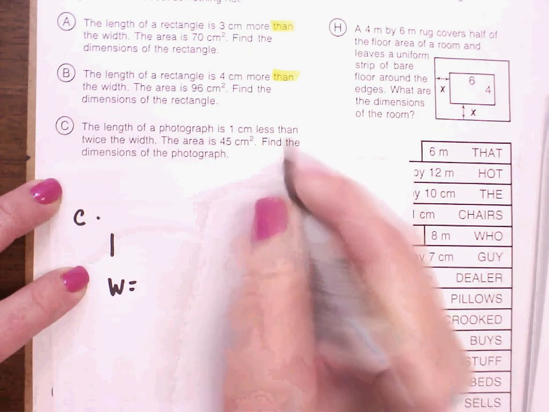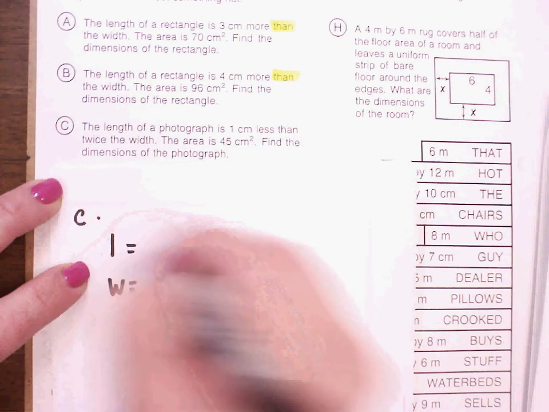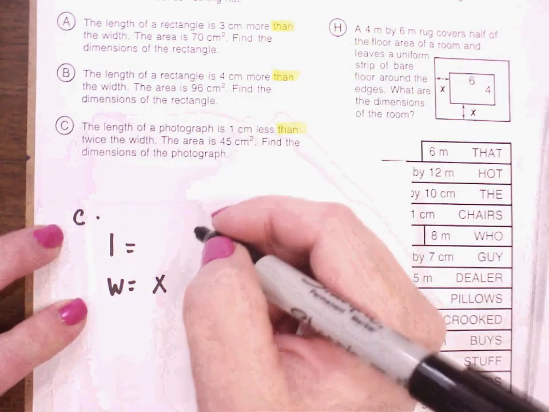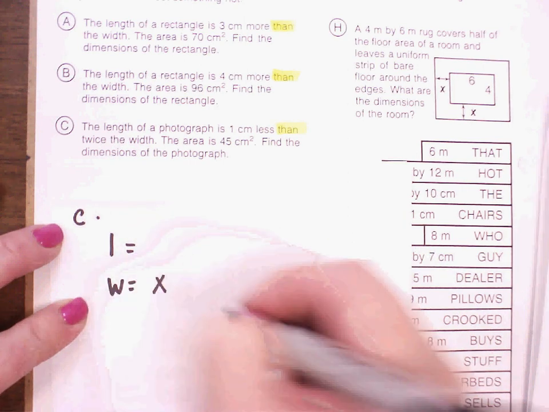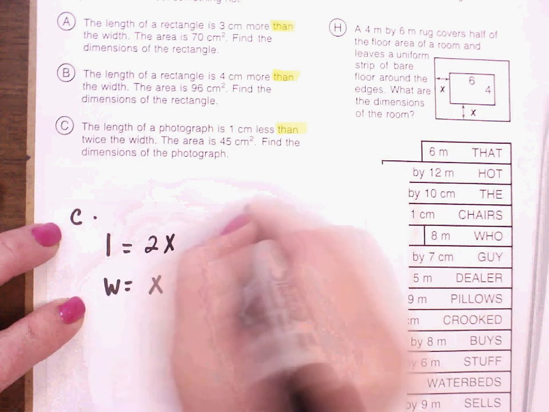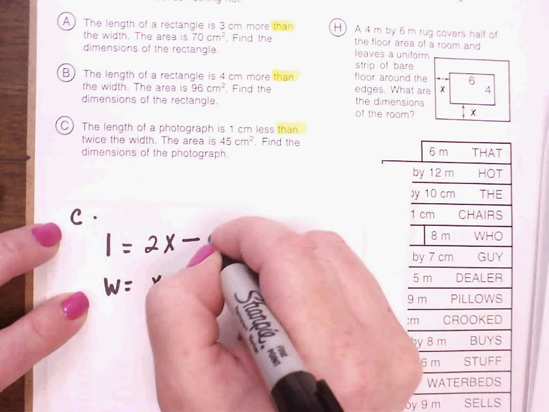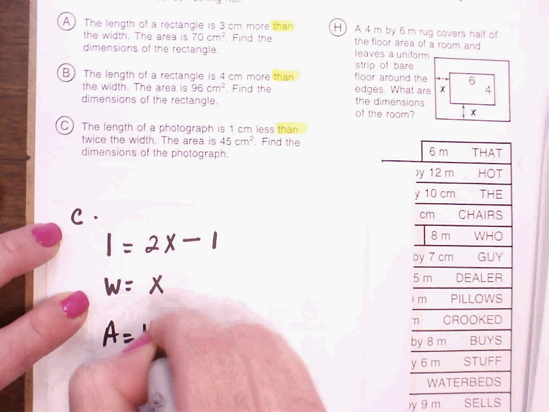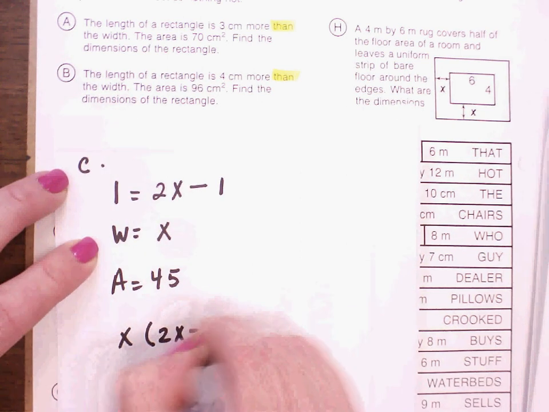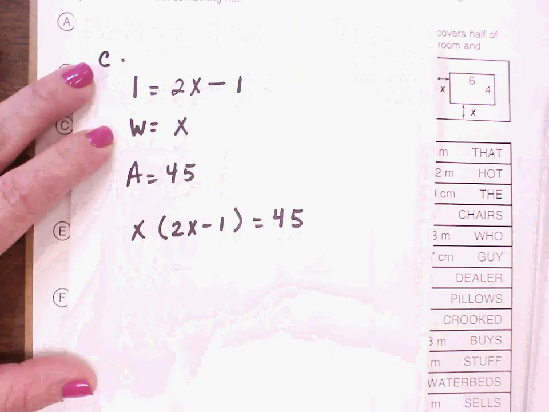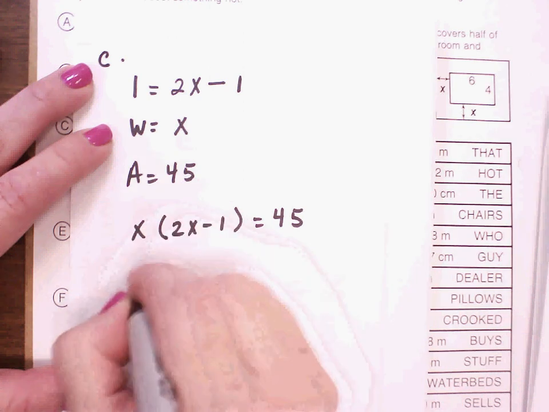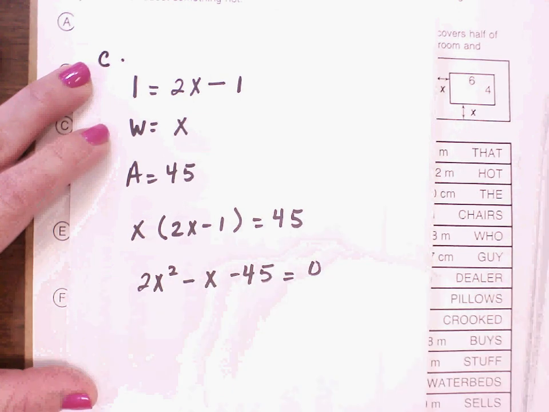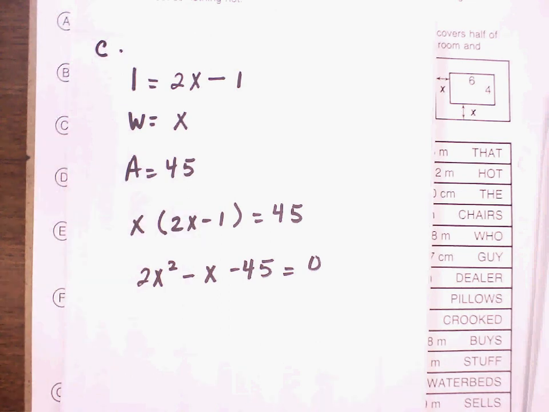The length of a photograph is 1 centimeter less than twice the width, so the width is x. Backward word is then. Twice the width. After then. Twice the width. Less than means minus, and how much am I taking? 1 out. Okay, so the area is 45. All right, so x times 2x minus 1 equals 45. With me? Yeah. All right, so x times 2x, 2x squared. x times negative 1, negative x, and then minus 45 should be equal to 0.